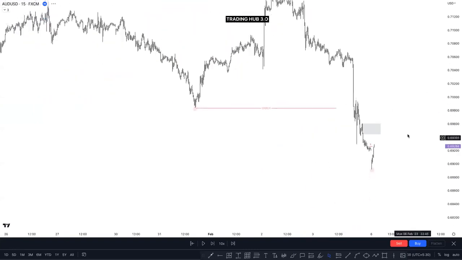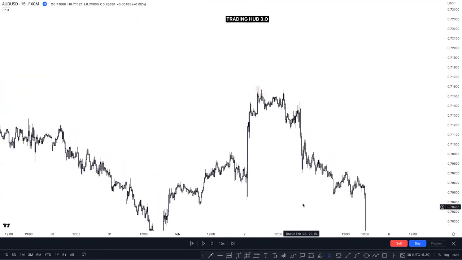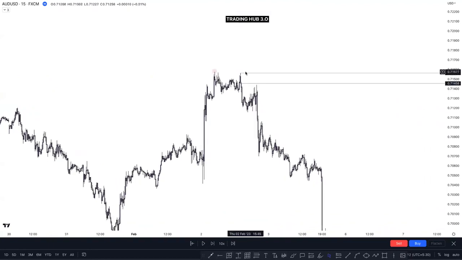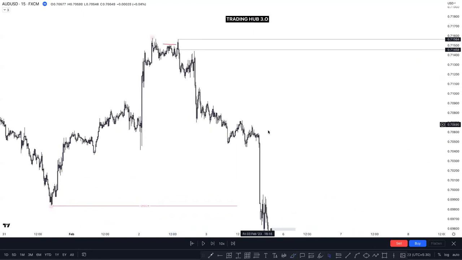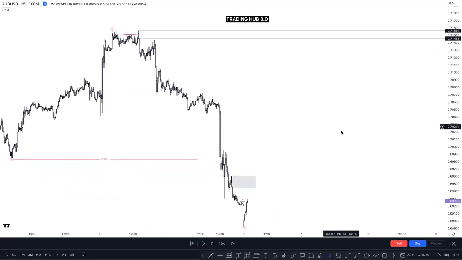And where is our next POI? In this case, you have to identify where is our next unmitigated order block. Look at the extreme structure here. This one, right? This is our next unmitigated order block, because the previous structure took out the liquidity, and this is our extreme order block. So in future, market can mitigate this one, and then we can sell here.